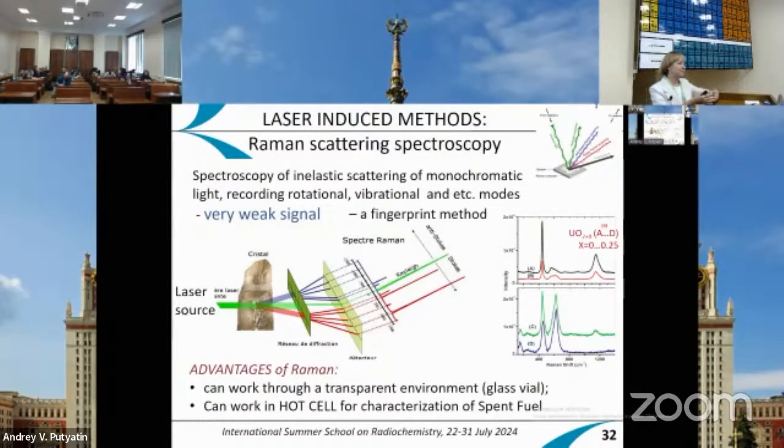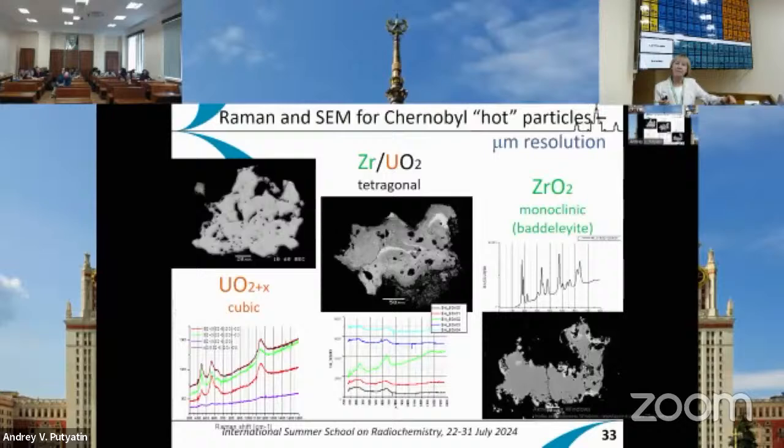And after separating some part of spent nuclear fuel, they can see what the oxidation state of uranium is in this fragment, and what they will do with this material. This is an example of complex use of scanning electron microscopy and Raman microscopy to analyze 3 particles, hot particles of Chernobyl origin.